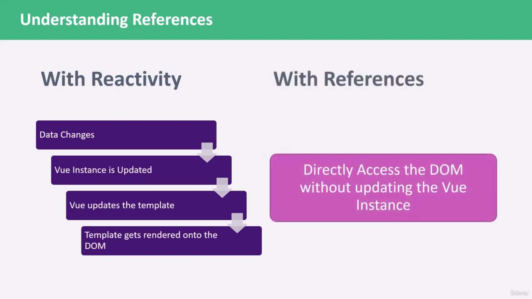However, with references, the story changes. A reference gives you direct access to the DOM. If you change the DOM through a reference, the View instance is not updated. Therefore, View will not keep track of any changes for you. This is why the data doesn't update. As we saw in our example, when we viewed the data with the View developer tools, the data didn't change.